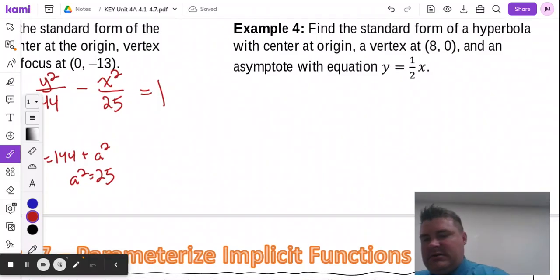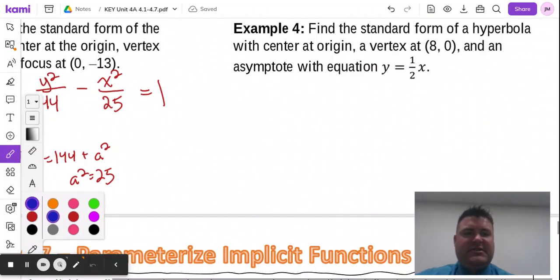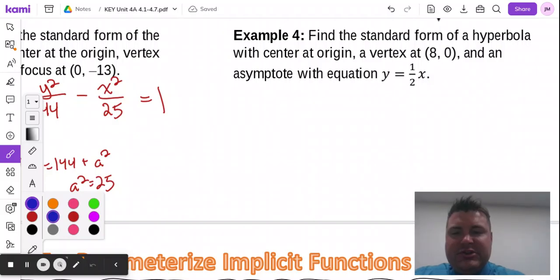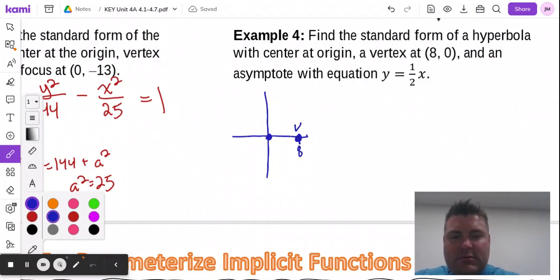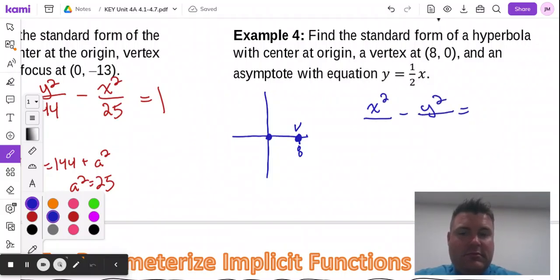Last one. Find the standard form of the hyperbola with a center at the origin. Super nice to have that center at the origin. Vertex is now at 8, 0. So we're at the origin, and now we're going to be horizontal. Got to figure everything out. For the x's, I know I'm going over 8. So if you square it, that's 64. So I'm going left and right 8.